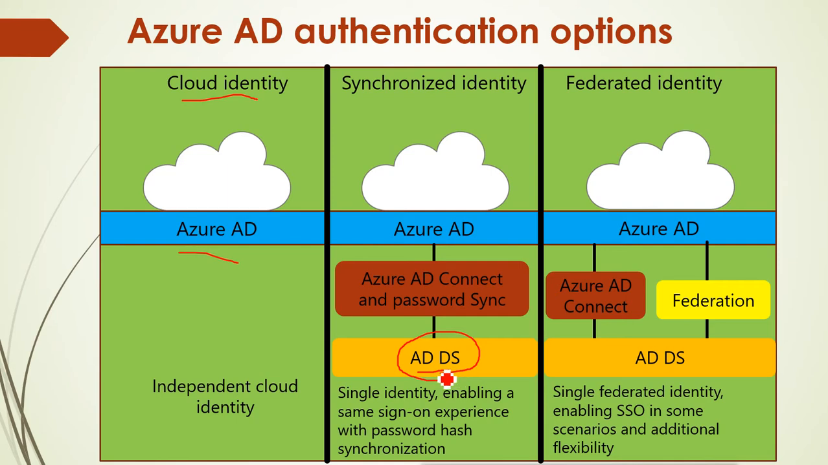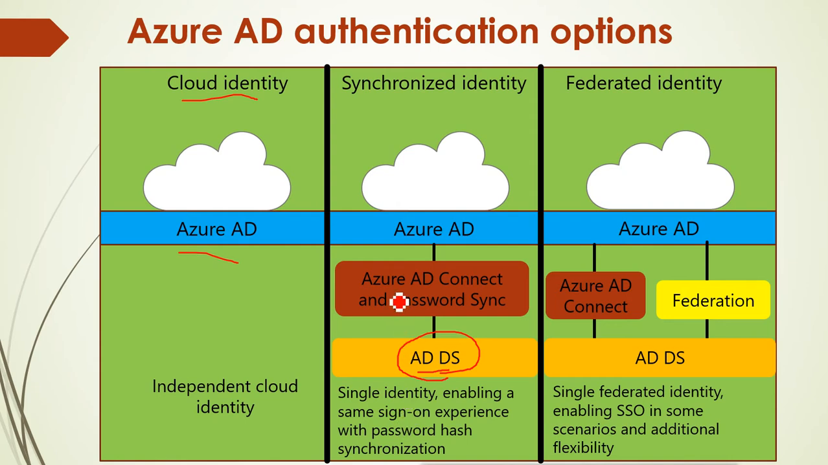They will get the same ID, same identity, and they can use the same identity to access the cloud services of Azure AD also. It enables the same single sign-on experience with password hash synchronization. And also they can use the same password to access the Azure AD applications, and also to access the Active Directory domain services on-premises, in the local network. They can use the same password, same identity, same username also.